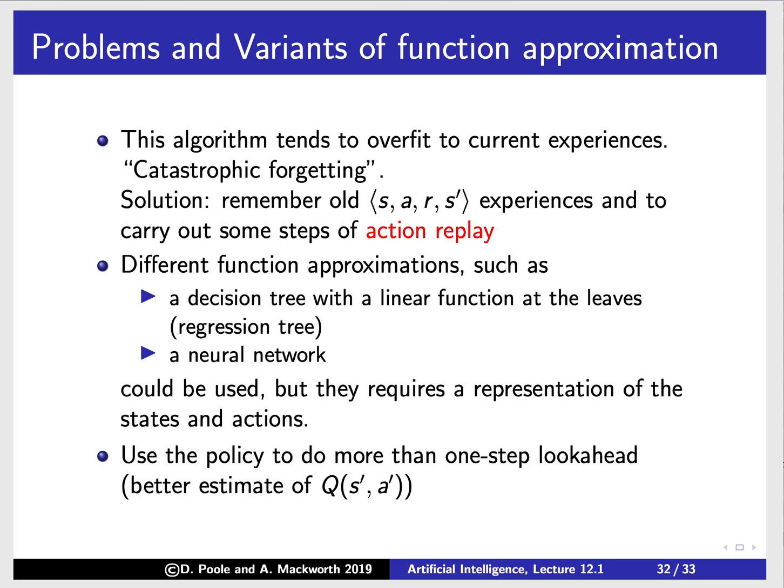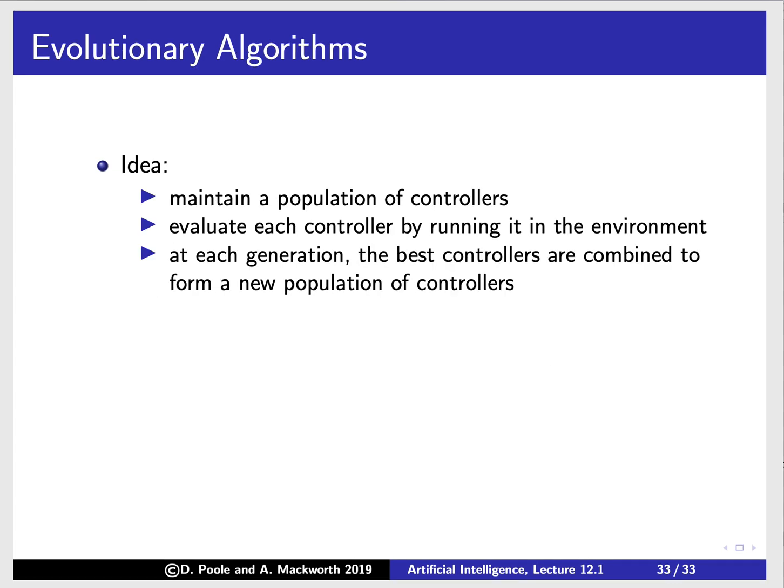There's another class of algorithms for reinforcement learning called evolutionary algorithms. The idea here is we're going to maintain a population of controllers. We're going to evaluate each controller by running it in an environment, and each generation the best controllers are combined to form a new population of controllers. So we're doing evolution: the good controllers reproduce and the bad controllers die off. The idea is to improve controllers in turn.